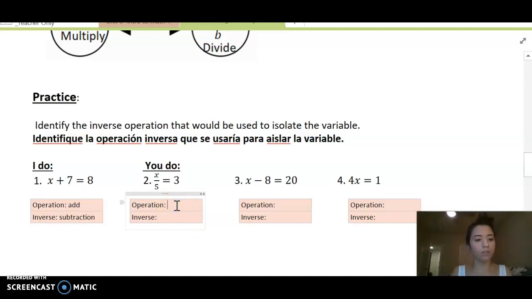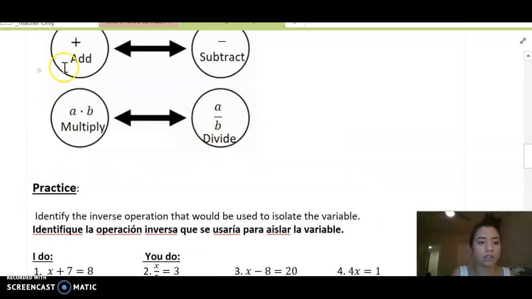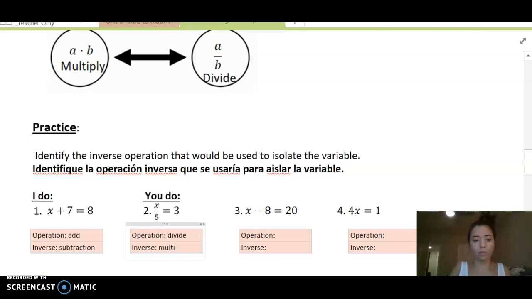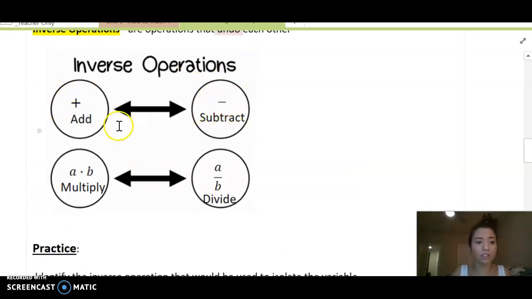All right, now for this one, we have x over 5. And if you remember, a fraction is division. So my operation happening right now, I have x and then I've divided by 5. So my original operation is to divide. The inverse operation of division is multiplication. So I'm going to put multiply. Here I have x minus 8, or an x and then a negative 8. So my current operation is subtraction. The opposite of subtraction, the inverse, is to add.